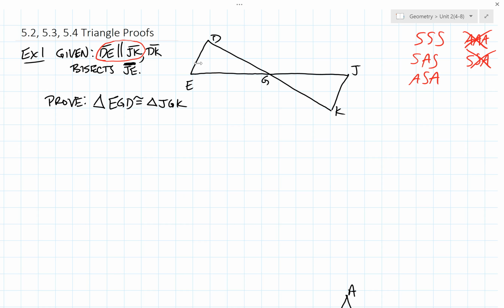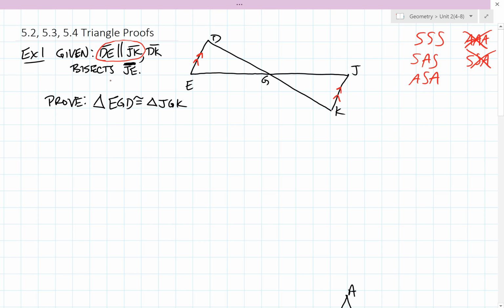So what the book uses is these shaded in arrows. So you can do arrows like that to indicate that the lines are parallel. That's what they use in our textbook. Another way that people mark that lines are parallel is like this, by putting arrows like that. So either way is fine as long as you have some system for marking the lines that are parallel. Okay, and then it says that DK bisects segment JE.